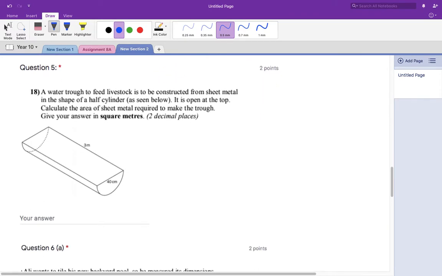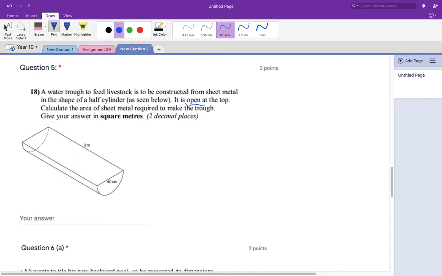All right, question 5. So it tells you this thing is a half cylinder and it's open at the top. That means usually when we do the surface area of a solid like this, you will need to include the top rectangle as well. However, because it's open top, you don't need to worry about it.